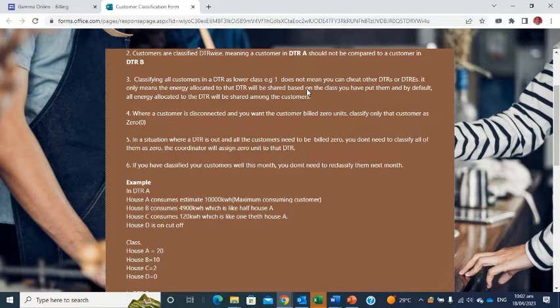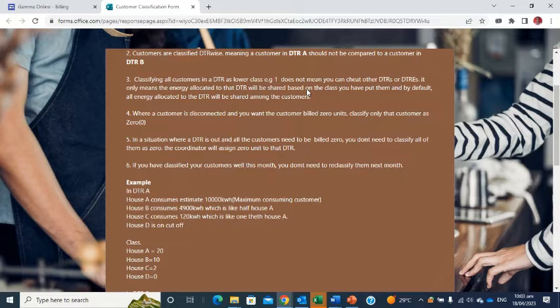So only that customer will be bid 0, while other customers will be bid based on their usual classification. Number 5, in a situation where a DTR is out and all customers need to be bid 0, you don't need to classify all of them as 0. The coordinator will assign 0 units to the DTR. Do you understand? What that means is, let's assume a transformer goes out for a complete billing cycle. You don't need to go and start classifying all of them 0, 0, 0, 0. No, that will make you stress yourself. That means in subsequent months you now need to reclassify them again, which will stress you. So what you just need to do when it's time for you to allocate energy, which I will still do another video concerning, you just allocate zero energy to that DTR, and all the customers in that transformer are bid zero.